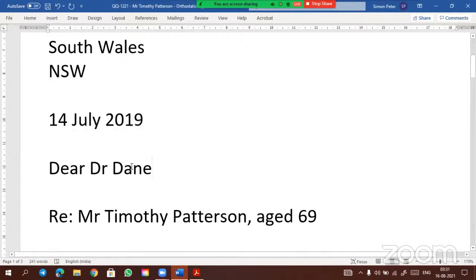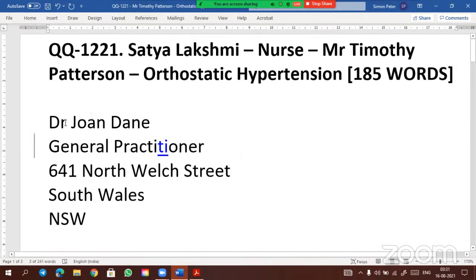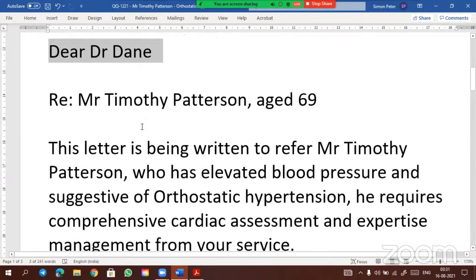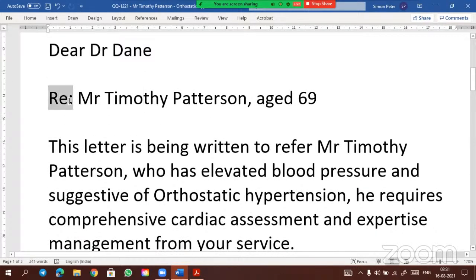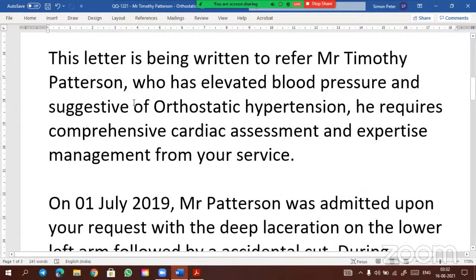Fine. Dear Dr. Dane. Regarding Mr. Timothy Patterson, age 69. This letter is being written to refer Mr. Timothy Patterson.